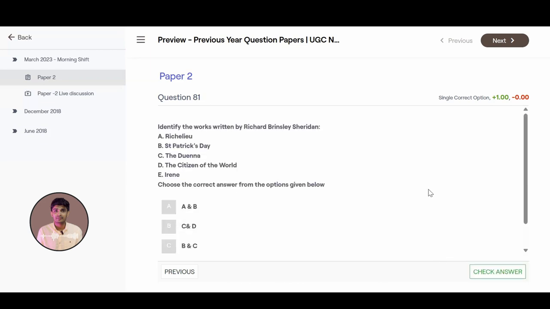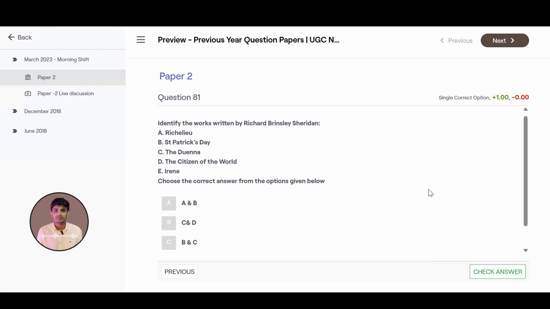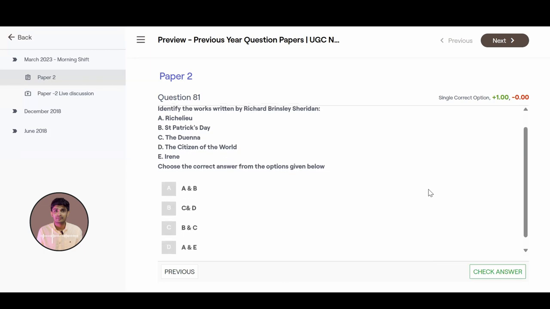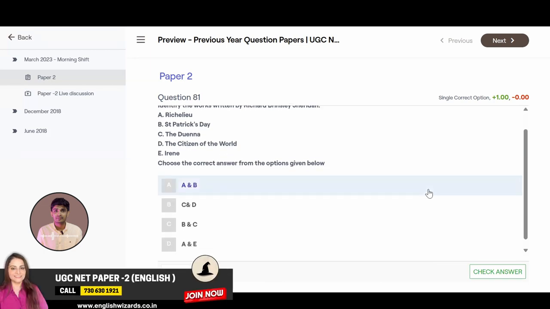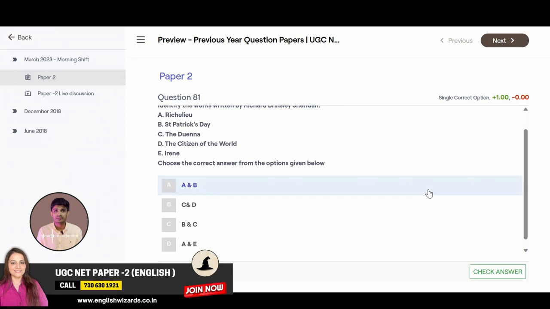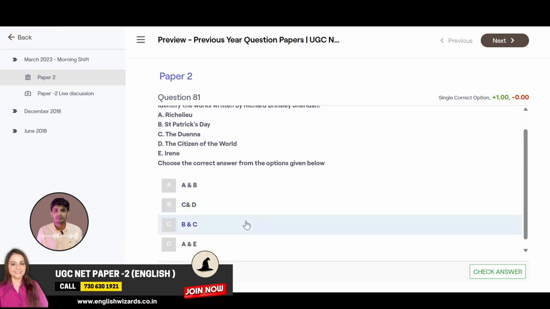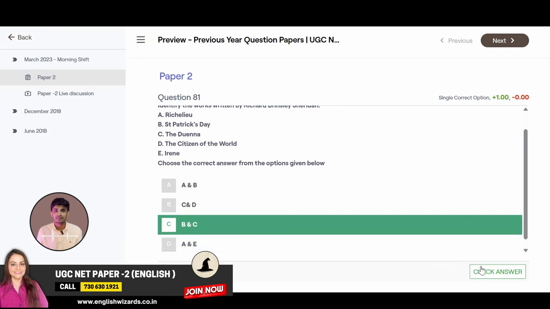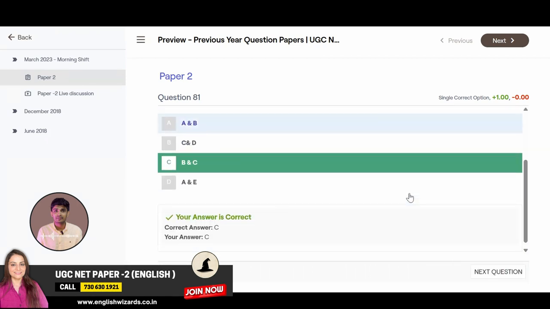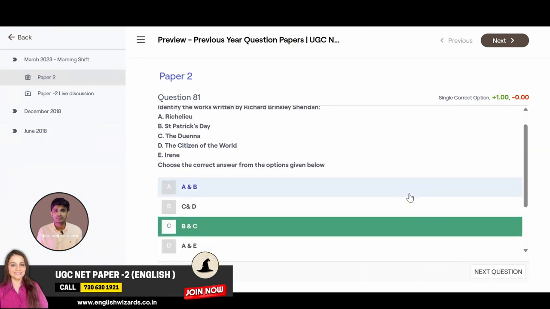81st question. Identify the works written by Richard Brinsley, R.B. Sheridan. Which among the following works are written by Sheridan? Give me the answer. Can we go with option C? Okay, Musina said C. C is the answer. B and C, St. Patrick's Day and The Duenna.